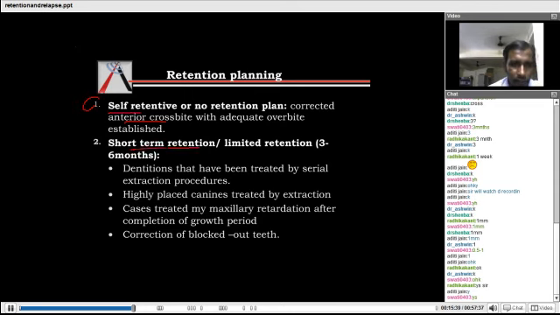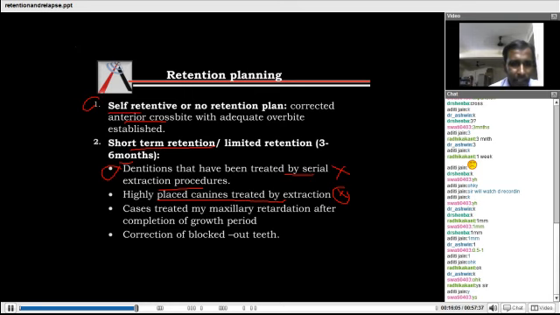Then short-term retention, or limited retention, only for 3 to 6 months. Dentitions that are treated by serial extraction procedure, because it's normal, more a physiological process, so you don't require retention. Highly placed canines treated by extractions: again, because there is sufficient space for them to come down, it is natural that the canines will come down. You don't retain them for any time, okay?